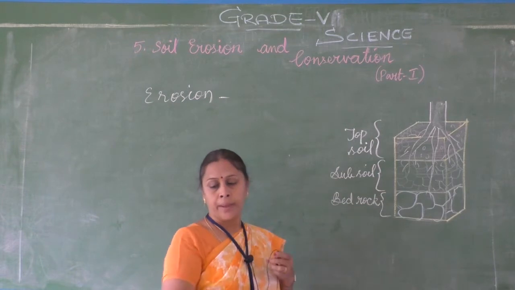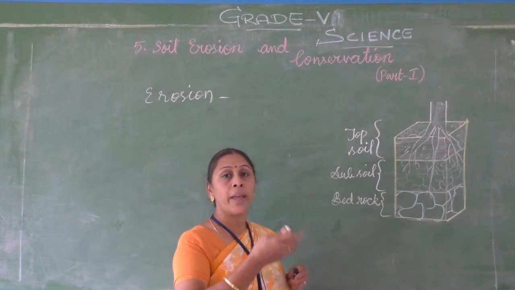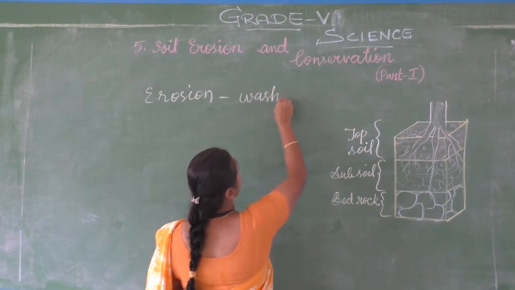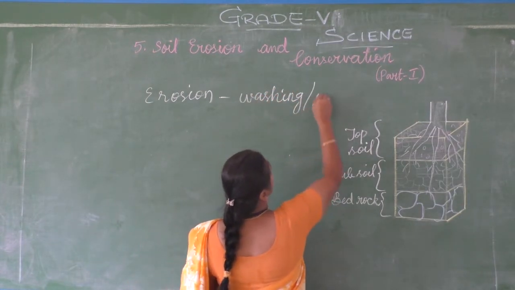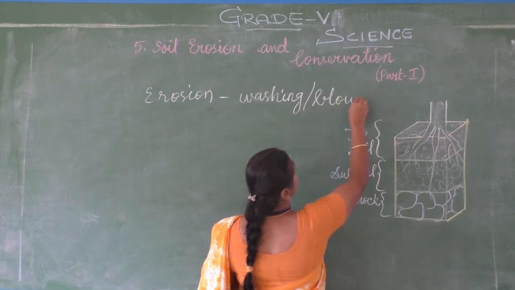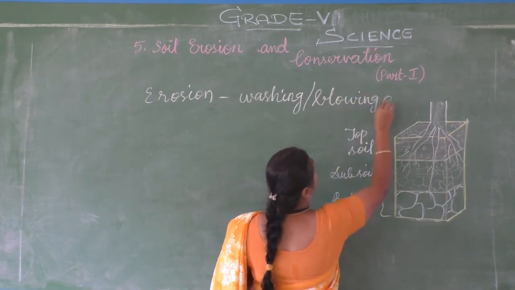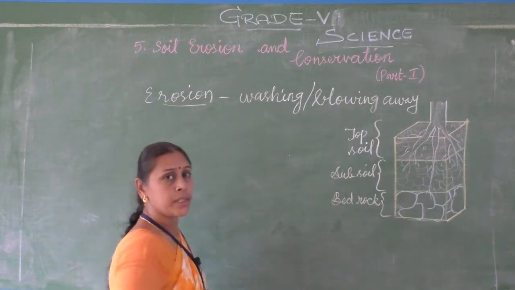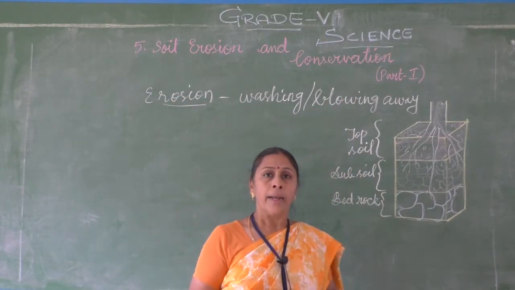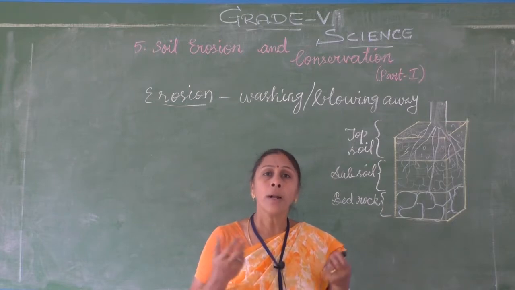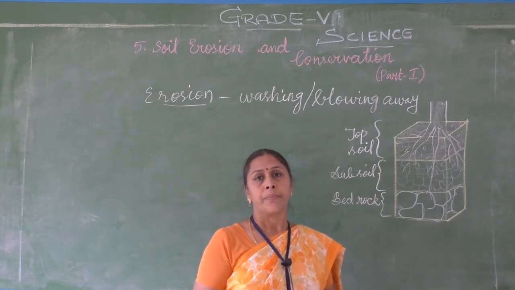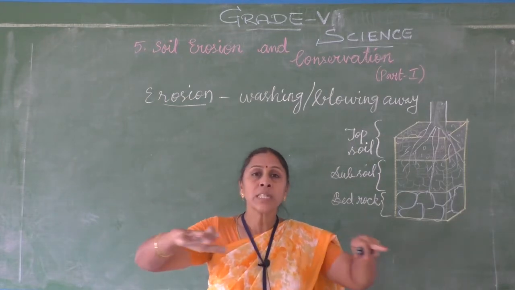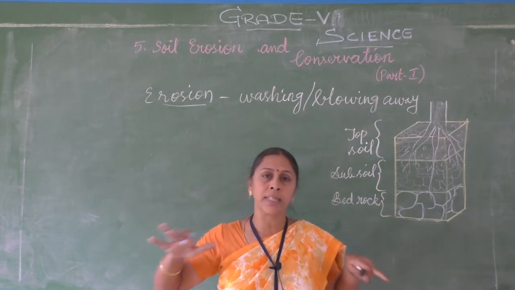Erosion means washing away or blowing away of soil. Washing or blowing away of soil is called erosion. And before that, what is soil? Soil is nothing but the topmost layer of the earth's crust.